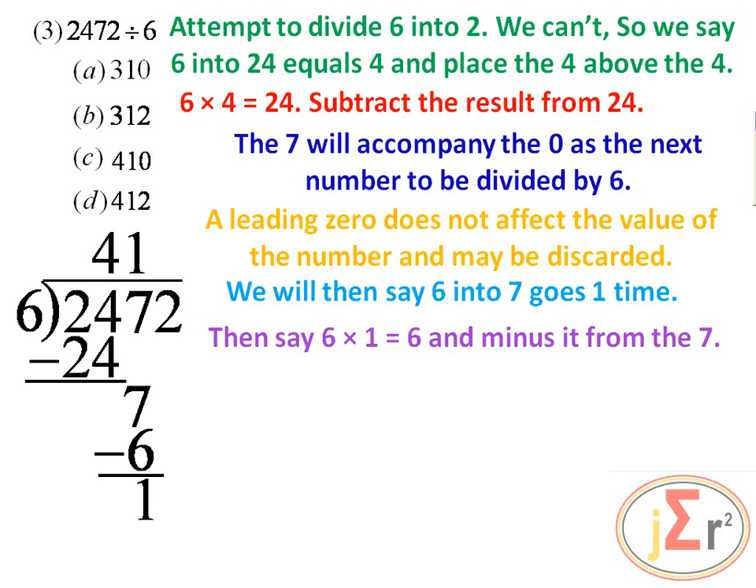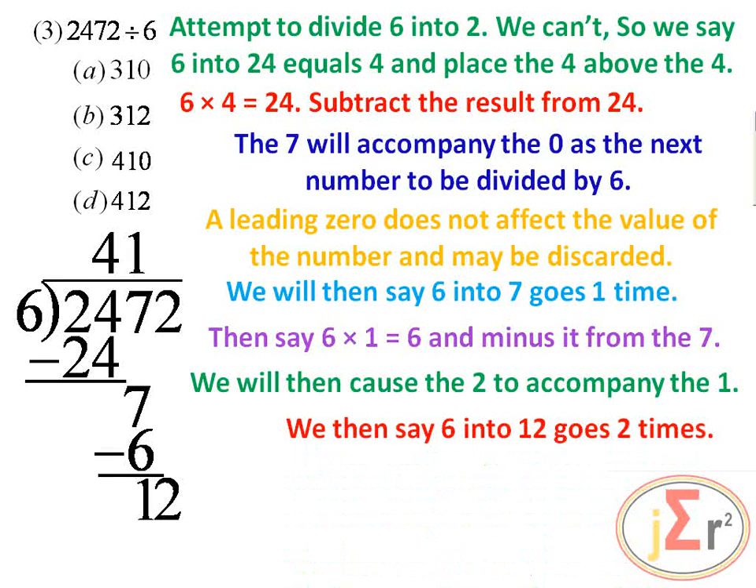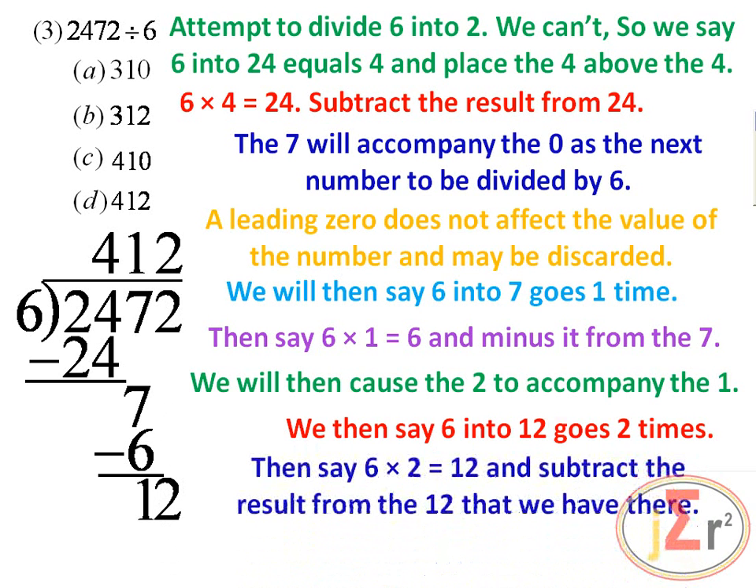And what do we do next? Carry down the 2. So we will then cause the 2 to accompany the 1 right there. And what do we say then? 6 into 12 goes how many times? 2 times, exactly. And then we will finish up by saying what? 6 twos are 12, and subtract the result from the 12 that we have right there.